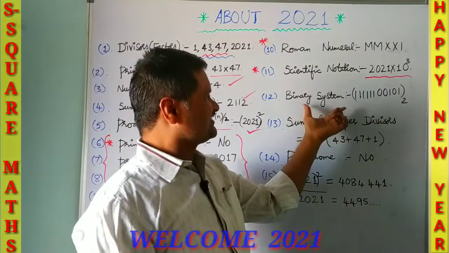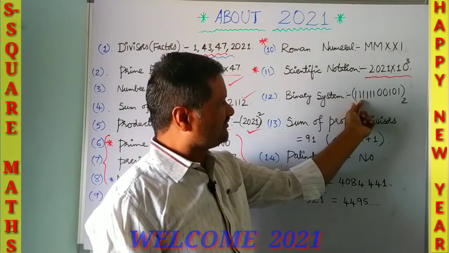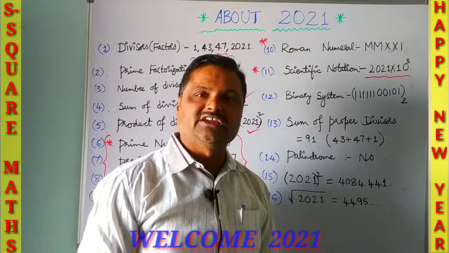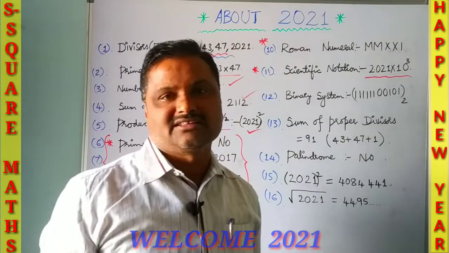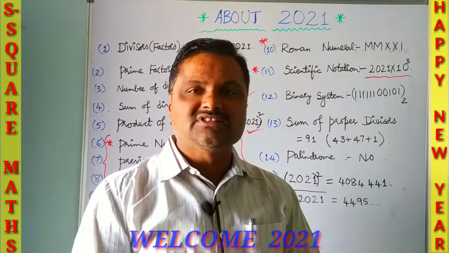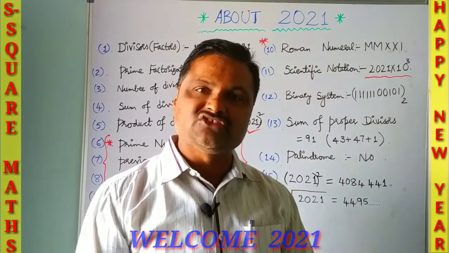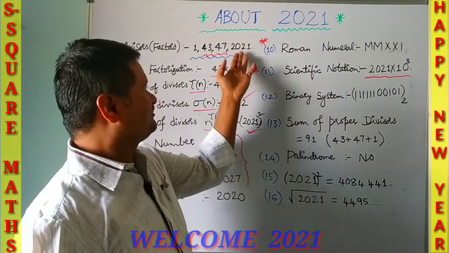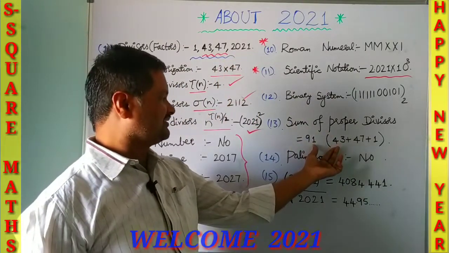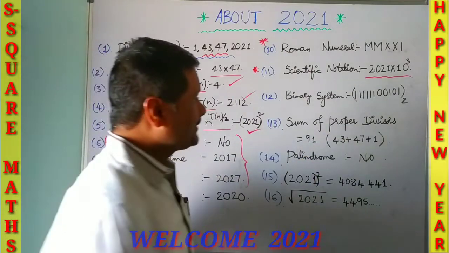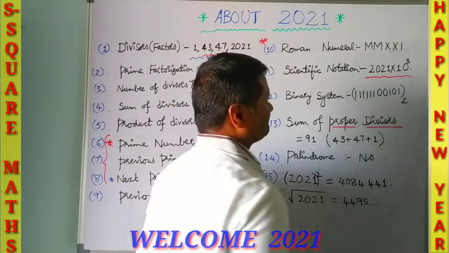Next, the binary system 11111100101 with respect to base 2. Since the computer system takes only the 2 digits 0 and 1, hence it is treated with respect to base 2. Next, the sum of the proper divisors: except 2021, you have to add all the divisors, you are going to get 91. They are said to be proper divisors.